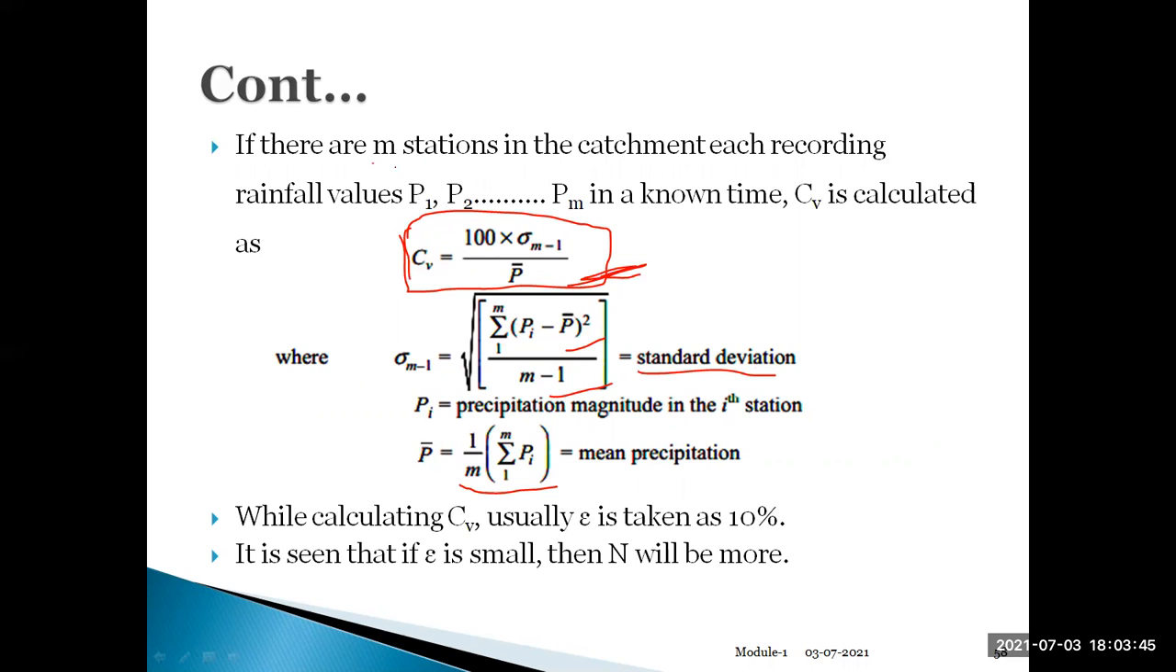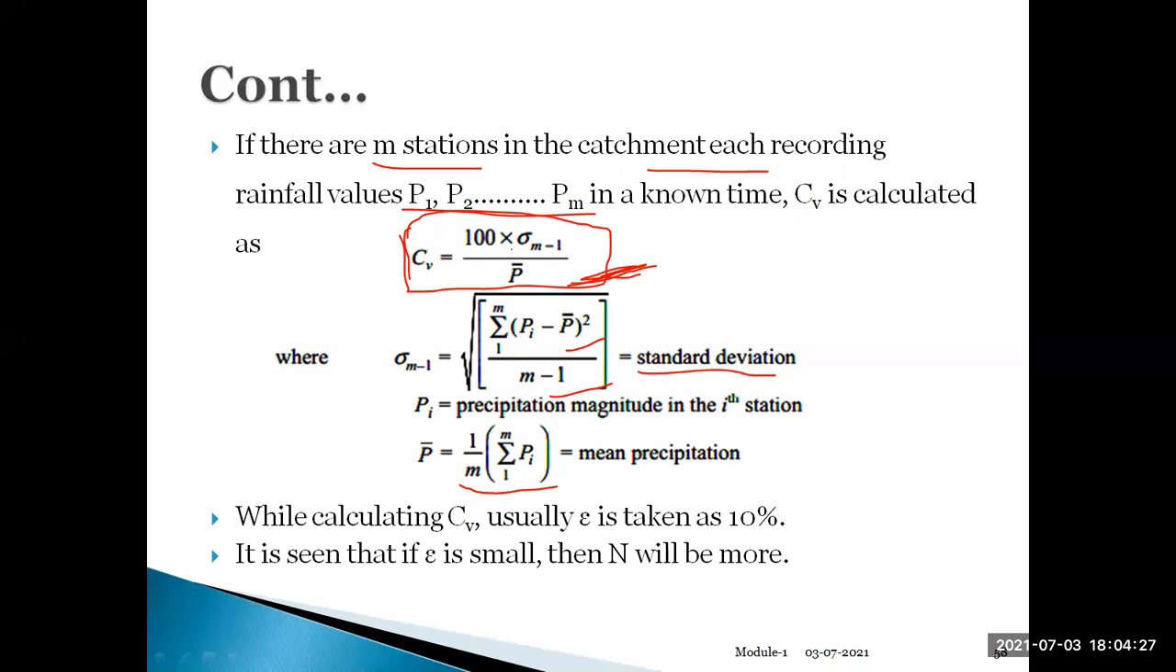That is, if there are M stations in the catchment, each recording rainfall values P1 to PM, where P1, P2, PM are the rainfall values and M is the number of stations, then CV is calculated using 100 × σ(m−1) / P̄. Here P̄ is the mean rainfall or mean precipitation, and σ(m−1) is the standard deviation. The σ(m−1) formula is the square root of the summation from 1 to M of (Pi − P̄)² divided by M−1, and Pi is the precipitation at the ith station.